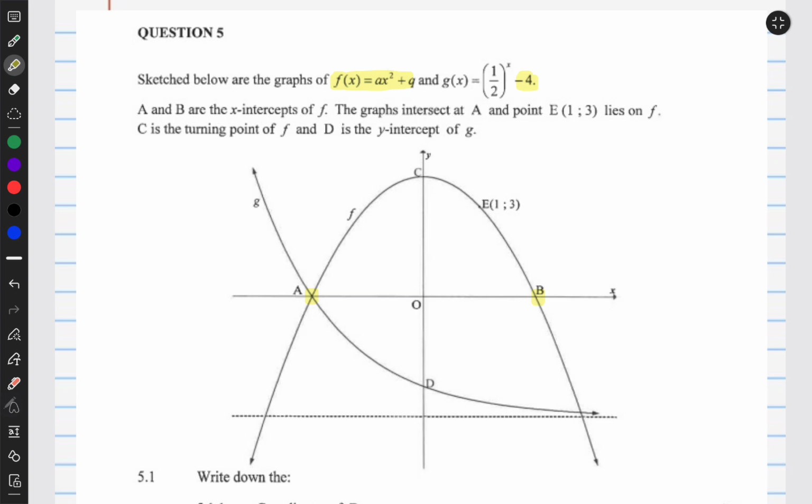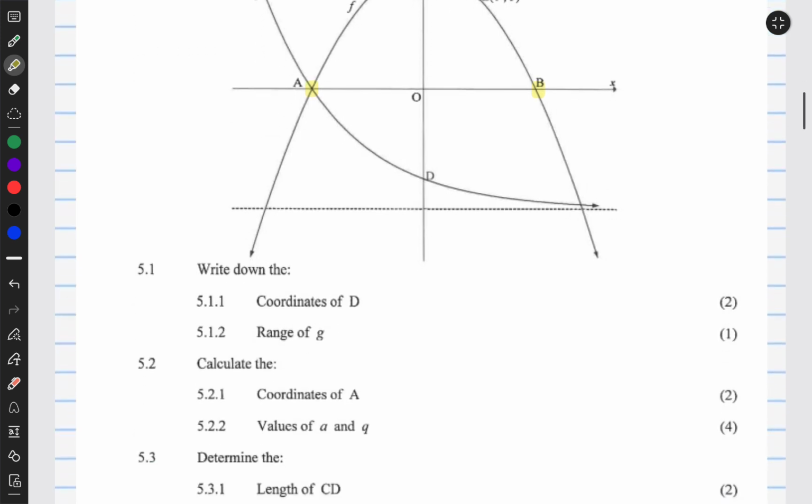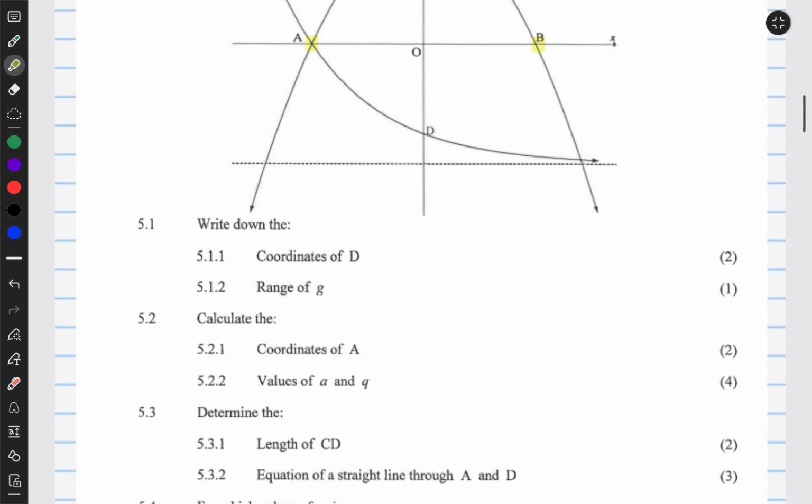The graphs intersect at A and point E, (1; 3), which lies on f. The parabola's point C is the turning point of f, and D is the y-intercept of g. Okay, so that is what we are given about these functions. Let's go ahead and see what the questions have for us.